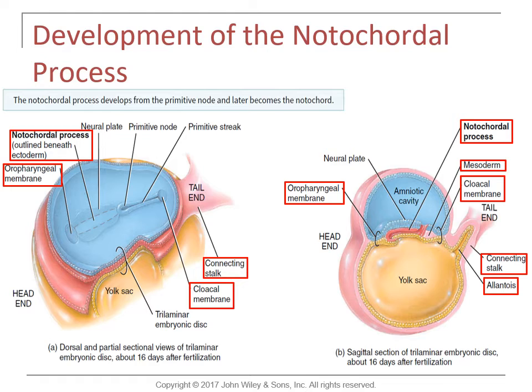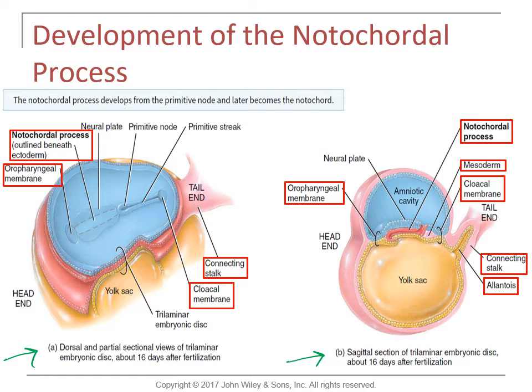So like we said, the notochordal process develops from the primitive node and later becomes the notochord. Here in this figure, A is the dorsal and partial sectional view of the trilaminar embryonic disc about 16 days after fertilization. And then here we have the sagittal section of the trilaminar embryonic disc about 16 days after fertilization. Basically it's the same figure but different sectional views.